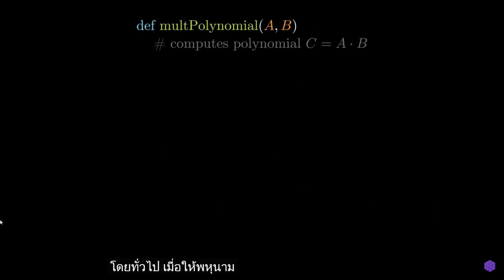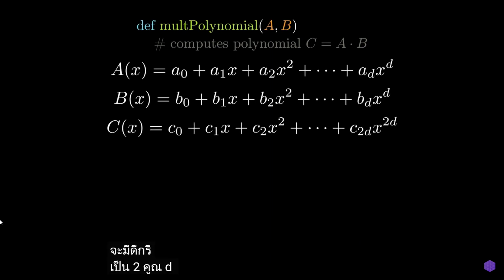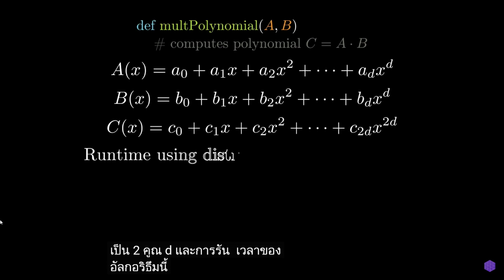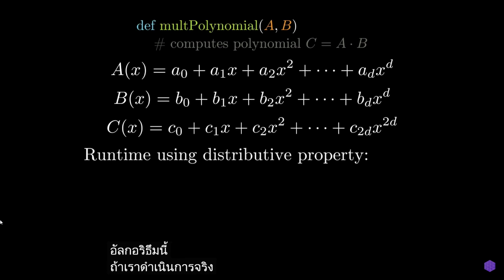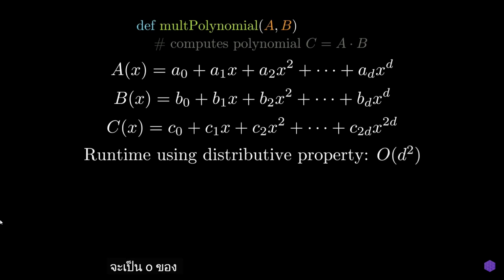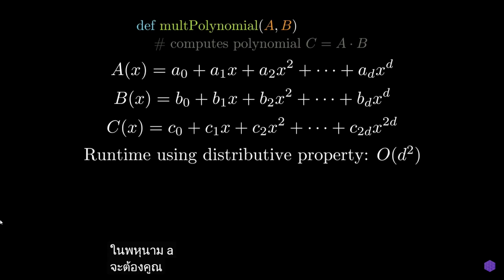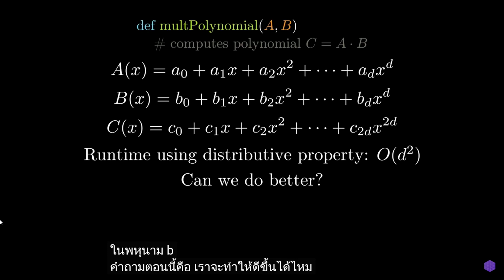In general, given two d-degree polynomials, the product will have a degree of 2 times d. And the running time of this algorithm, if we actually went about implementing it with the most natural distributive property approach, will be O of d squared, since each term in polynomial A will have to be multiplied by all terms in polynomial B. The question now is, can we do better?